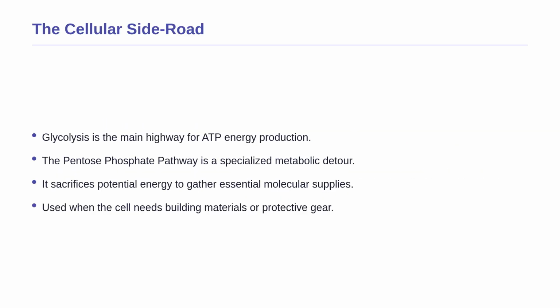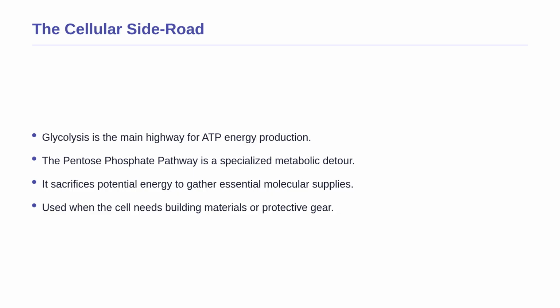To understand this pathway, imagine you are driving down a massive, busy highway whose only purpose is to get you to your destination as fast as possible. In the biological cell, that main highway is glycolysis, which breaks down glucose to create raw energy in the form of ATP. But what if you do not need energy right now? What if instead you need building materials to construct a new car or protective gear to survive a storm? That is exactly where the pentose phosphate pathway comes in.